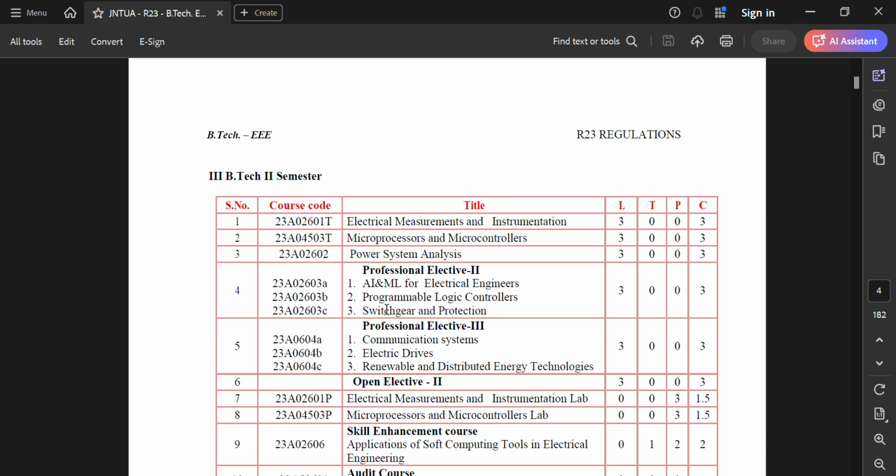The first subject is electrical measurements and instrumentation. This subject is useful for your GATE and competitive examinations. GATE questions come from measurements and instrumentation, mostly measurements, where you can gain 5 to 10 marks in GATE. This subject is useful for your core jobs also.